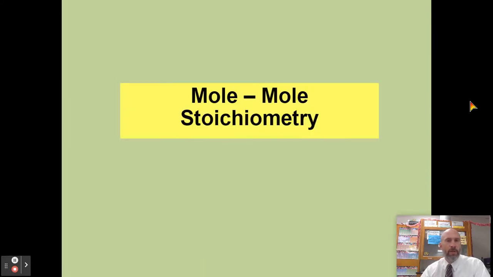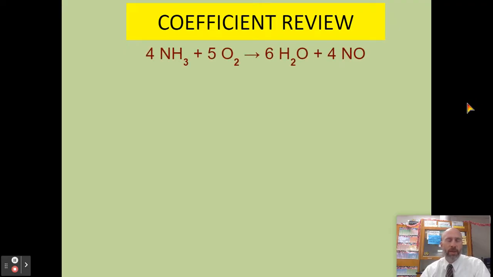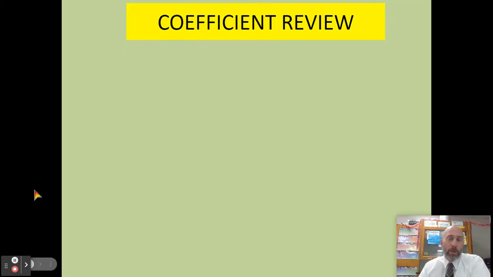So now we're going to start by looking at just mole to mole conversion. This is if you know a certain amount of moles and you want to know how many moles you will end up with. Okay, and we'll get into mole to gram stoich after this. All right, so first what we're going to do is look at coefficient review. So just kind of go over this.